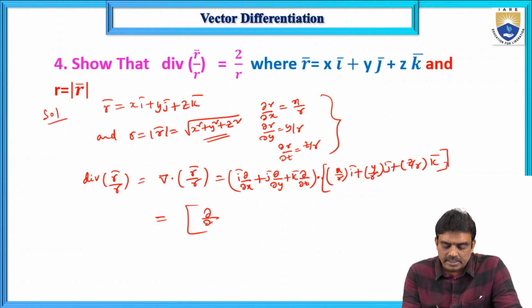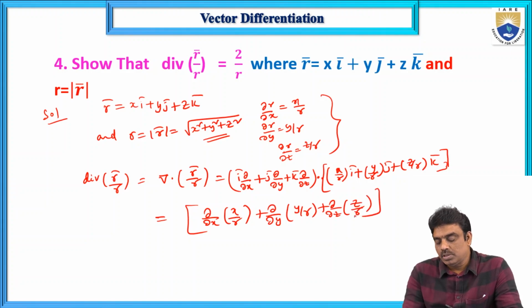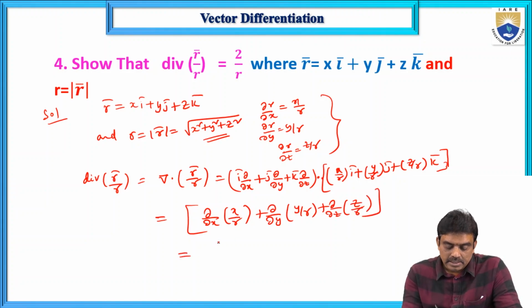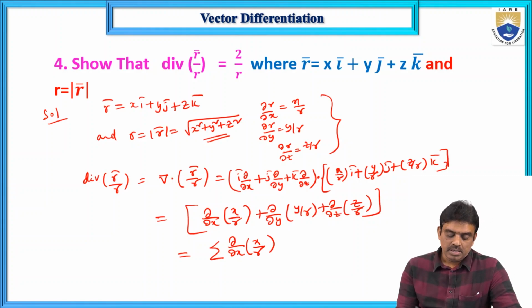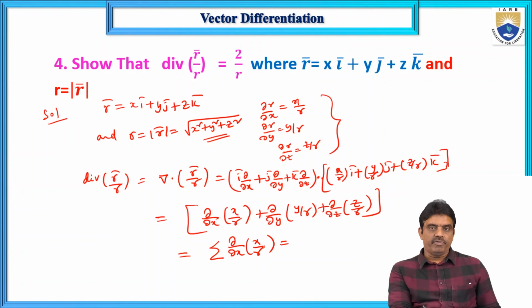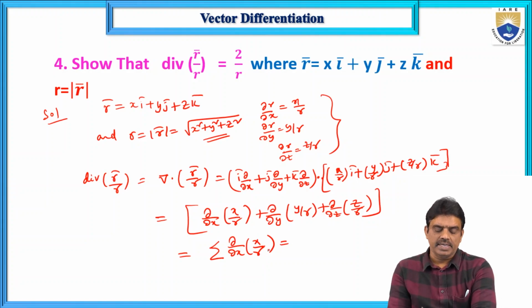∂/∂x of, what is the value? x by r. Similarly, ∂/∂y of y by r plus ∂/∂z of z by r. So this I can write as summation ∂/∂x of x by r. Clearly it is looking like the u by v form, because x is a function of x, and r is also a function of x, y, z. So I need to apply the u by v form.